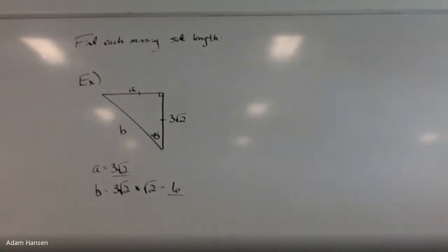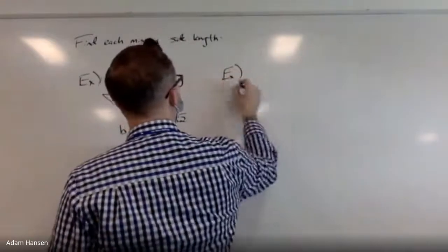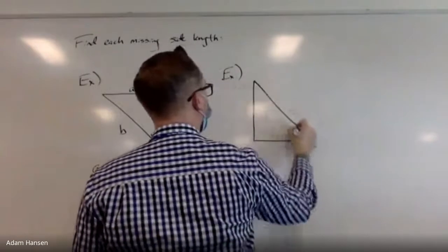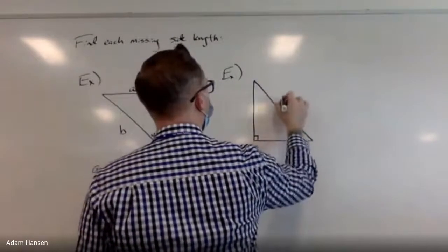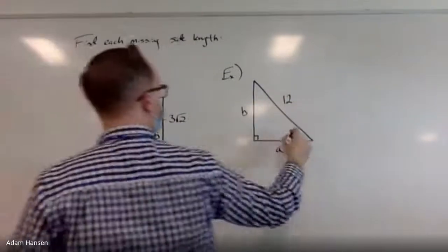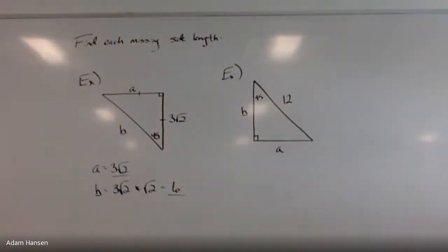Let's try some more. Here's an extra example. Let's do some more practice with 45-45 triangles. I know this is a 45-45 triangle because one of the angles is 45.